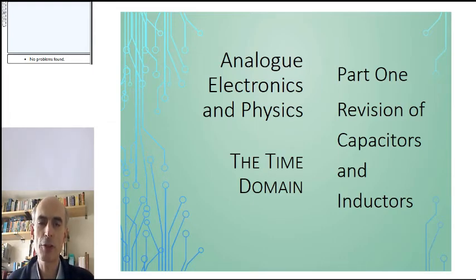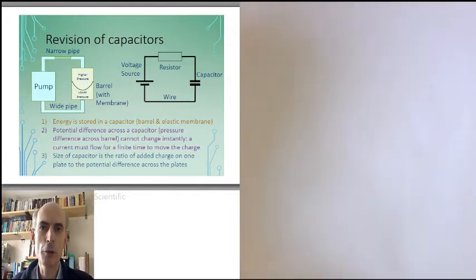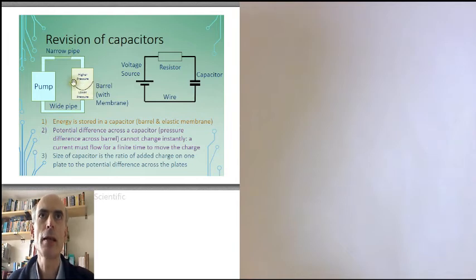First thing to do is have a quick revision of capacitors and inductors, because these are the two types of components that get interesting once voltages and currents start becoming functions of time. Here is the hydraulic analogy model that we've been using for a capacitor. It's a barrel with an elastic membrane in the middle of it.